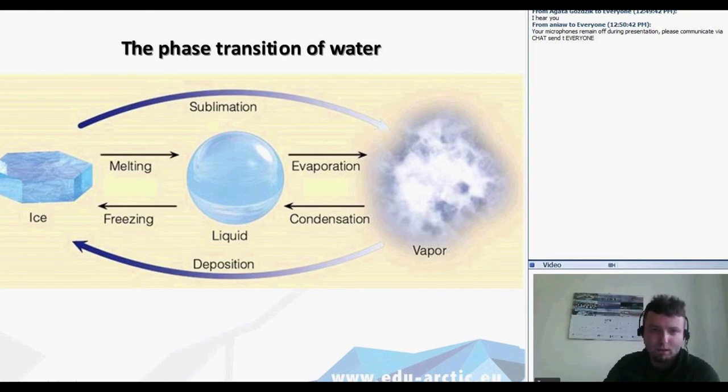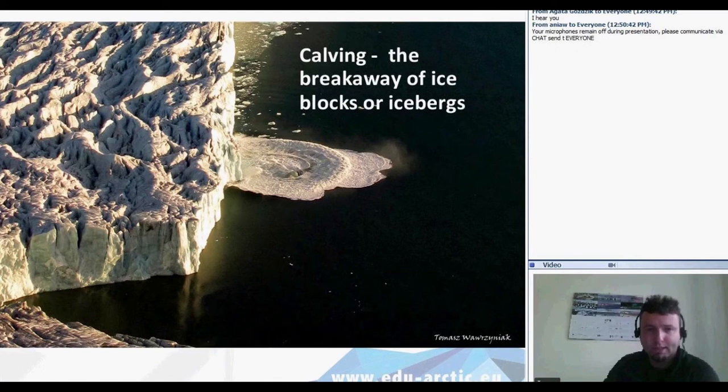I guess all of you know this chart. And there's also calving. Calving is the breakaway of ice blocks when the glacier terminates in the sea. Huge blocks of ice fall down from the glacier from the front, and they float away as icebergs. And that's the natural phenomenon when the glacier meets the sea.